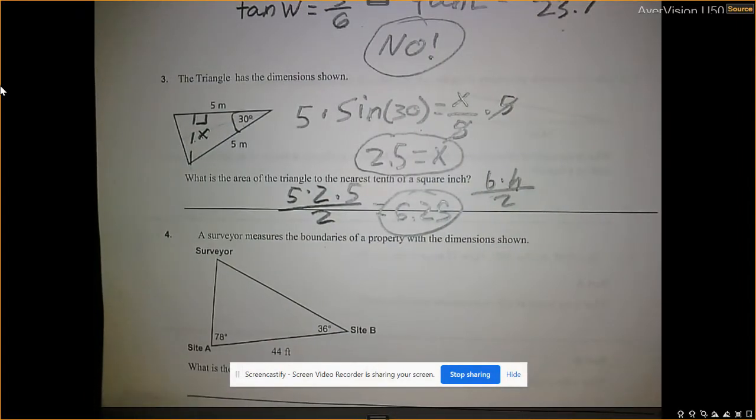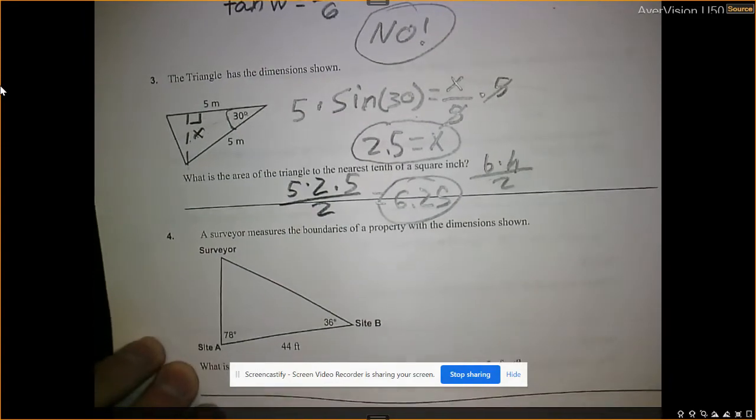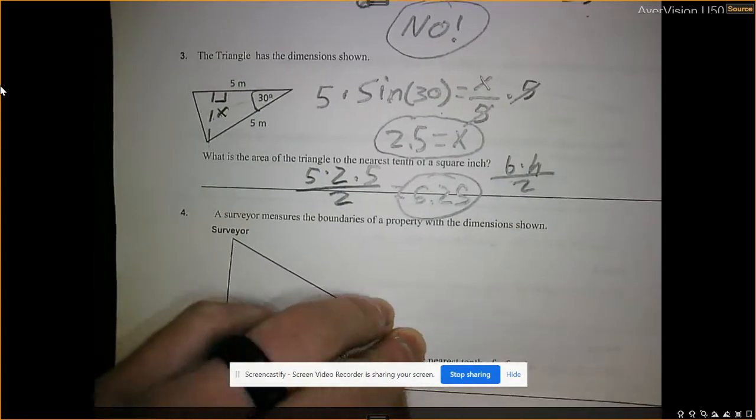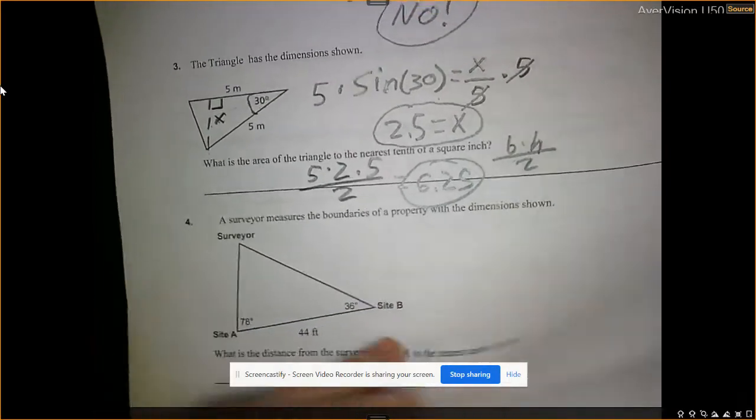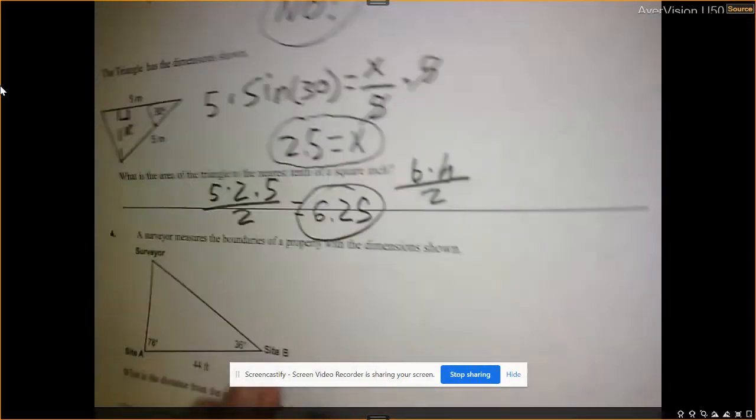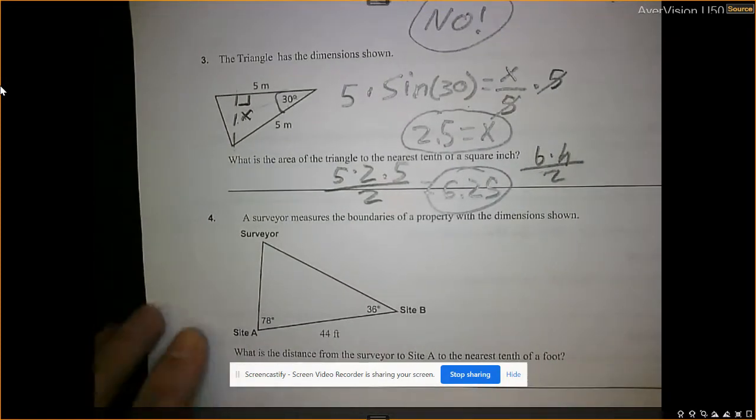Moving on, we are now on question 4 of what looks to be, I think, a shorter review. It's a 9-question review. So we're getting there.